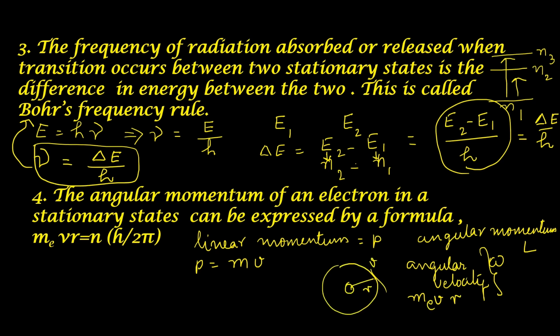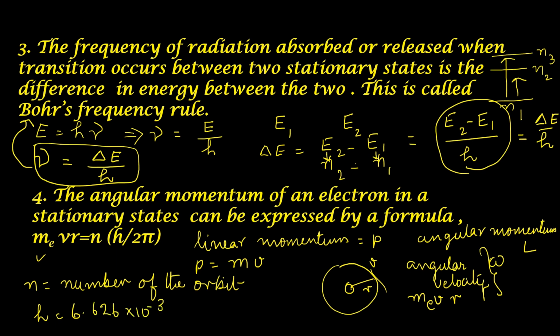So according to the postulate, m_e v r is equal to n into h by 2 pi, where n is the number of the orbit and h is Planck's constant. h is equal to 6.626 into 10 raised to minus 34 joule seconds. So electrons can move only in definite orbits. As per this equation, the angular momentum for the first orbit should be 1 into h by 2 pi. And for the second orbit, it should be 2 into h by 2 pi. For the third one, 3 into h by 2 pi and so on. Such levels only are permitted.